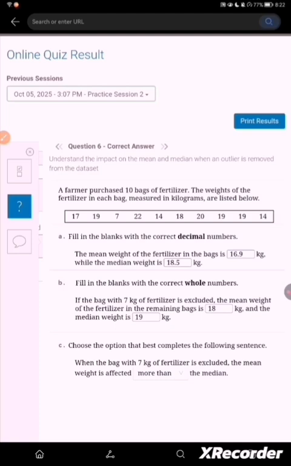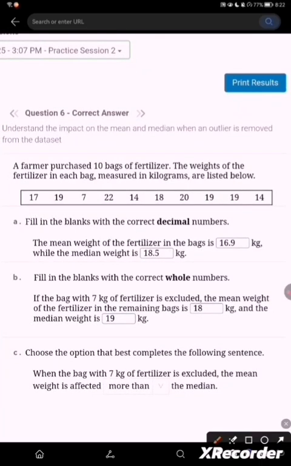Now, if the bag with 7 kg of fertilizer is excluded, find the mean weight and the median weight. All they're telling you is that the bag of 7 kg, so this 7 over here, is no longer there. So all you have to do is redo everything we did in part A, but without the 7. So you're going to do 17 plus 19 plus 22 plus 14 plus 18 plus 20 plus 19 plus 19 plus 14.